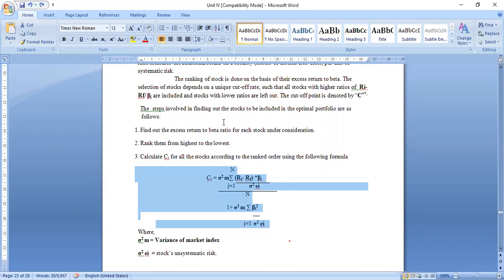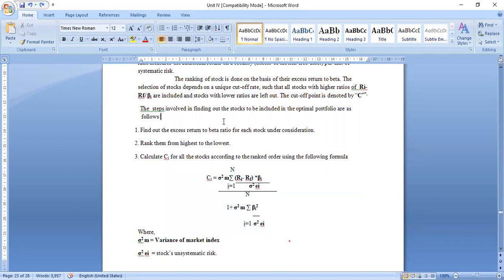Now we need to understand the steps. First, we have understood that Sharpe's optimal portfolio is all about selecting the appropriate securities for the portfolio. We should understand the excess return to beta ratio, and the meaning of the cutoff rate, which is denoted by C star. Most important, you have to remember this basic formula first: expected return minus risk-free rate of return divided by beta, that is Ri minus Rf divided by beta of individual securities.